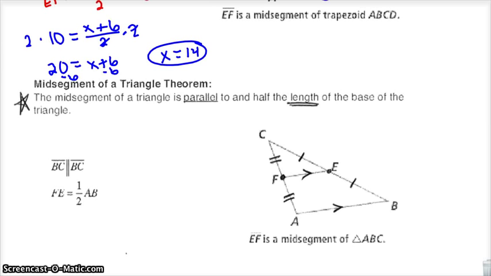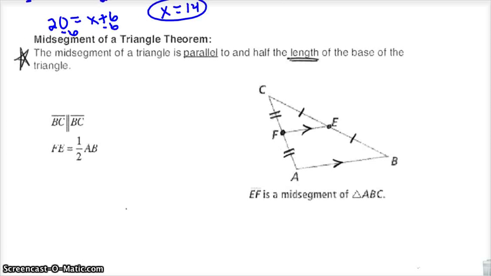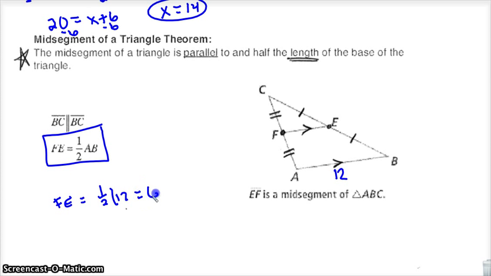All right, the last example is the midsegment of a triangle. The formula is given below. I'm going to take half of the length of the base, and that will give me the midsegment. So for example, if I knew that AB was equal to 12, FE is equal to 1/2 of 12, or 6.